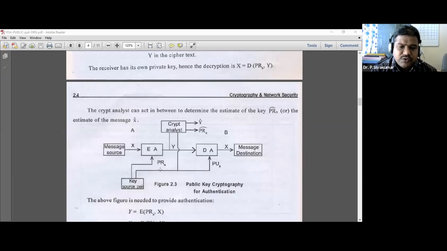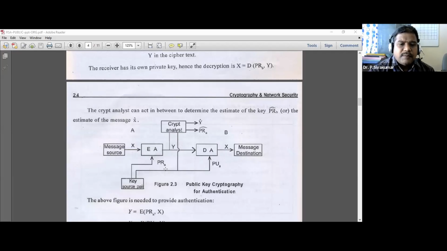Okay. Using the private key of user A, user A encrypts the message X, which produces a ciphertext Y. Then the ciphertext is sent to the recipient, user B. User B decrypts the message using which key? Its own public key. Okay, that's the difference between confidentiality and authentication. So decryption is done with user A's public key.